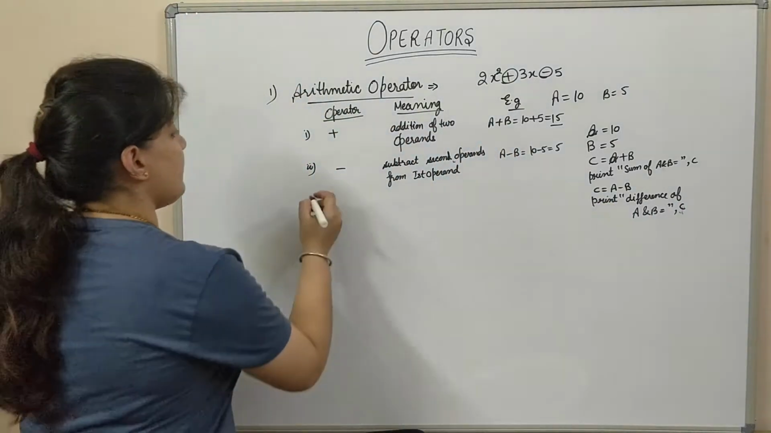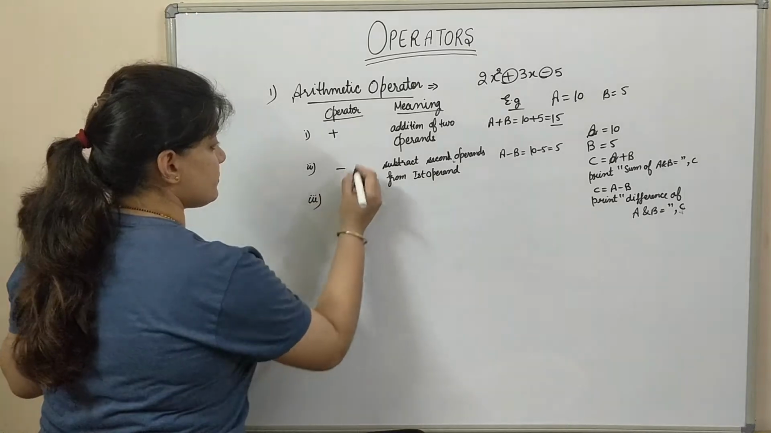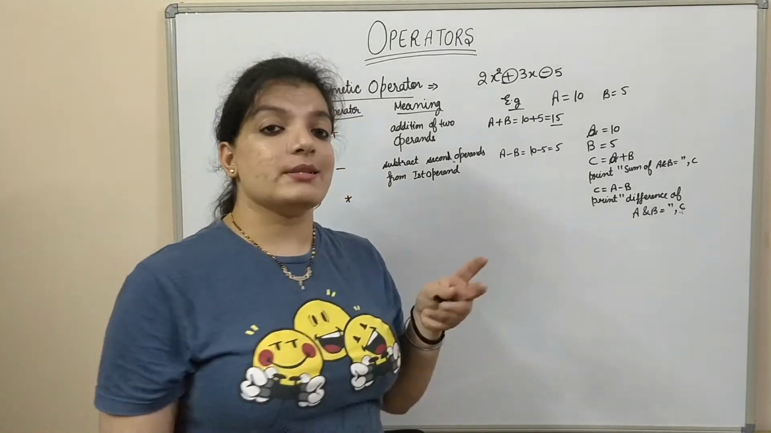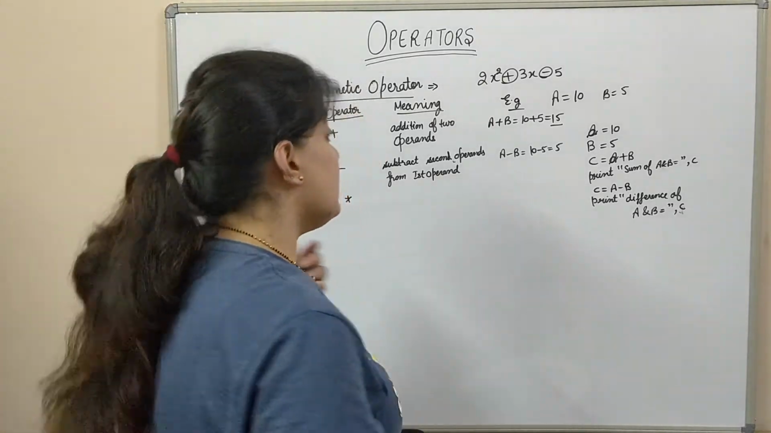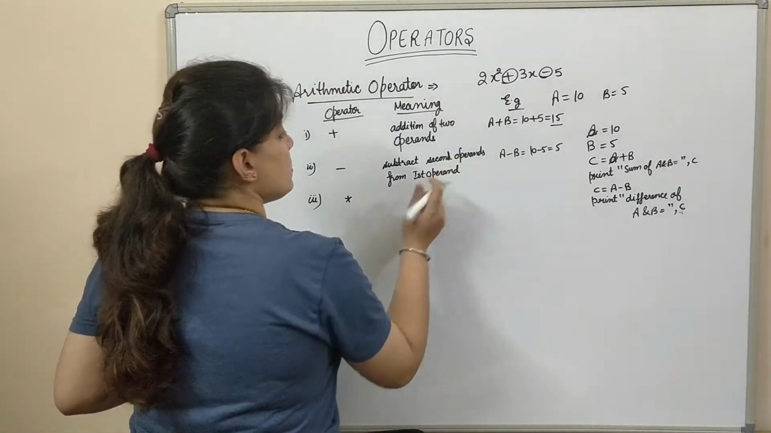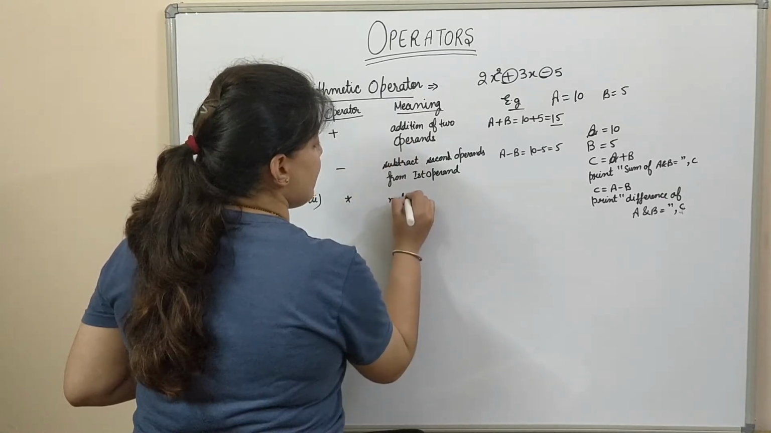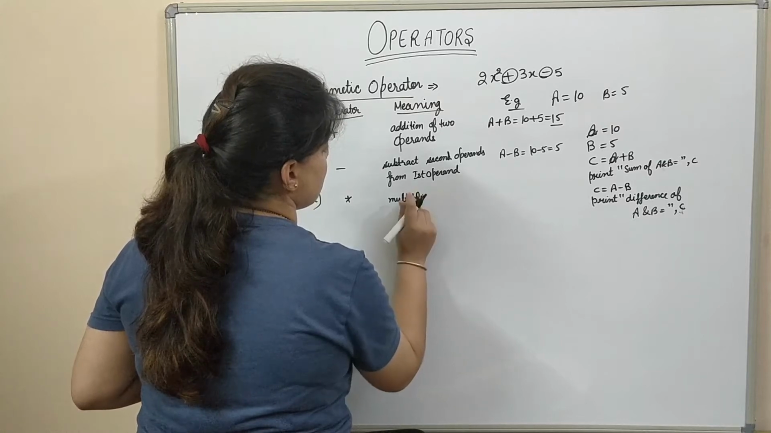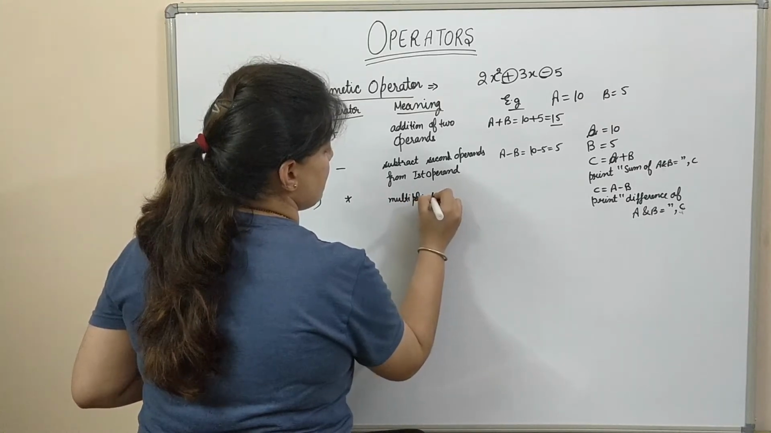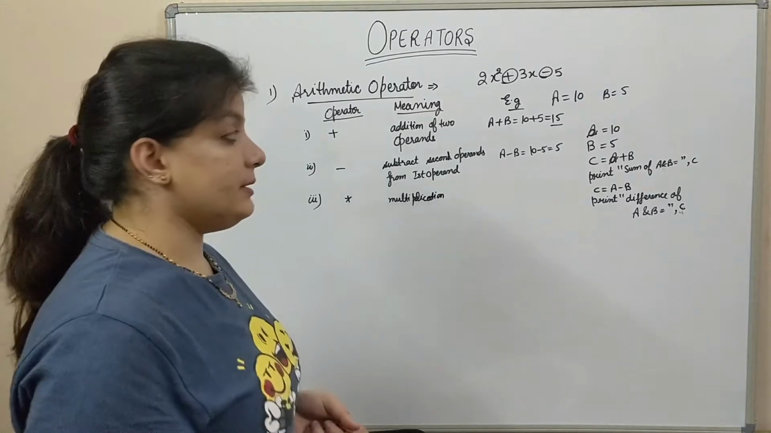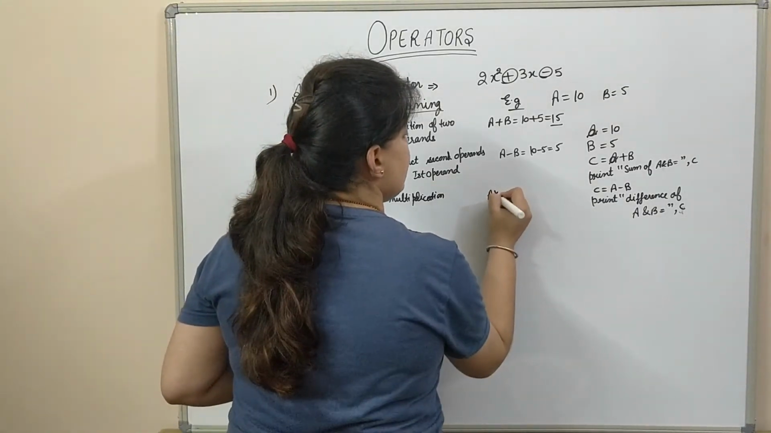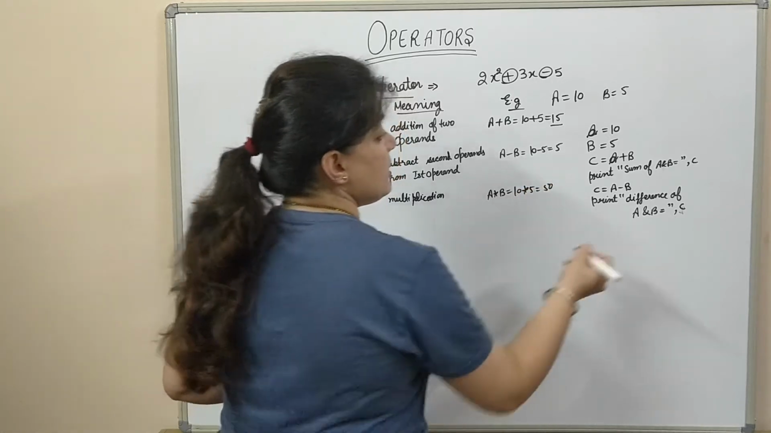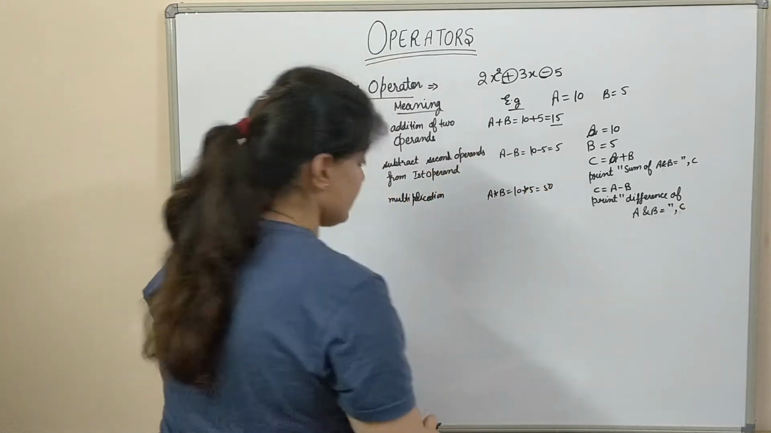Now the third operator is multiply. Same as the mathematical operator, it is used to multiply two numbers, three numbers or any numbers. So the meaning of this operator is multiplication of operands. Here a into b will return 10 into 5, that is 50. The same applies in the Python programming language.